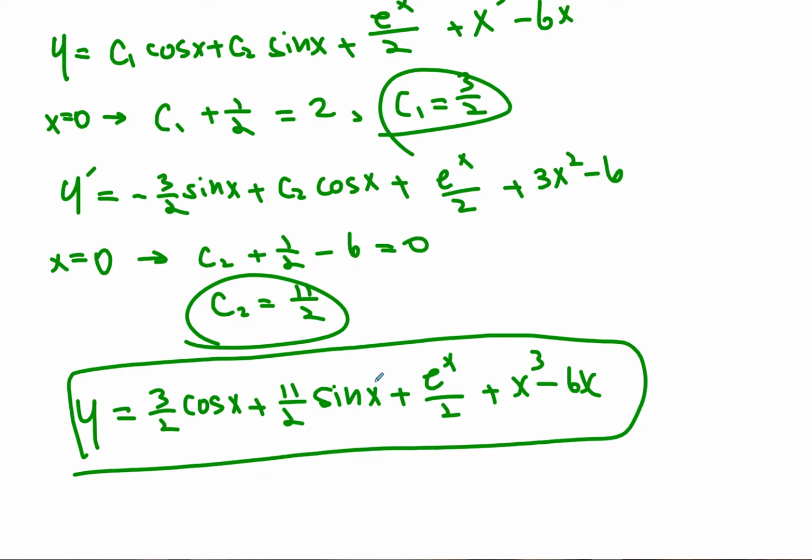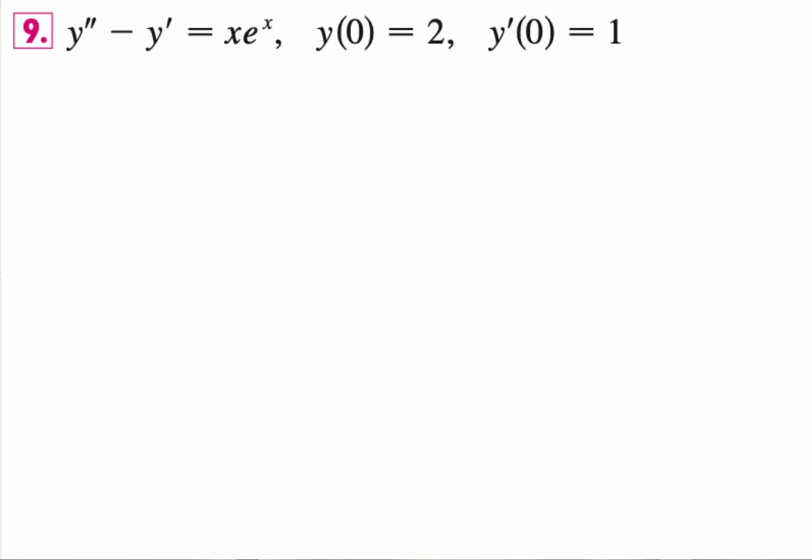Now then, let's look at number 9 here together. In this case, y double prime minus y prime is equal to x e to the x. Now, what we can say is to find the complementary solution first. So we can say r squared minus r equals 0. Then you can see that r must be equal to 0 or 1.